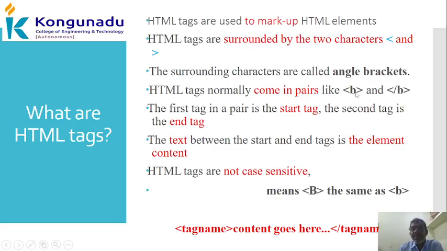For example, tags come as pairs only. If it is open, there is a closing one. One is the start tag, and this one is the end tag. So b is bold: an open tag b and a closed tag b. The text between the start and end tag is the element content. Whatever content I give within these tags will be converted to bold font type. Okay, this is not case sensitive. If you write capital B or small b, it doesn't consider the case.